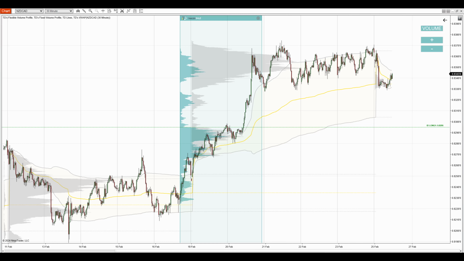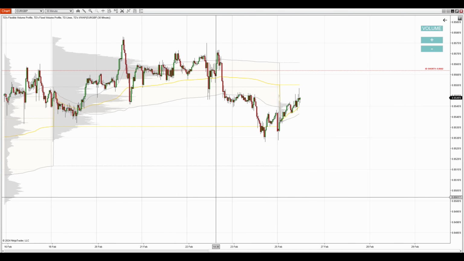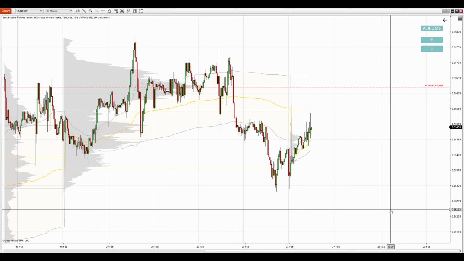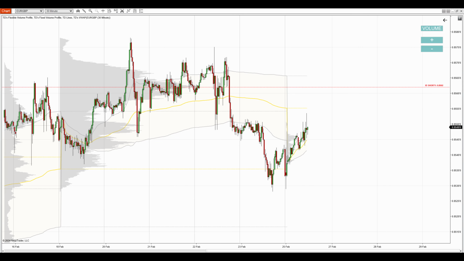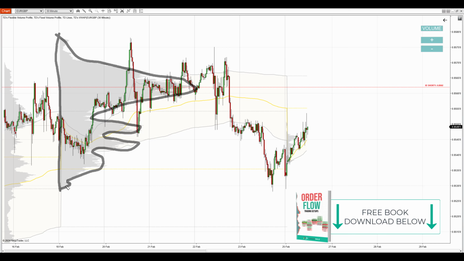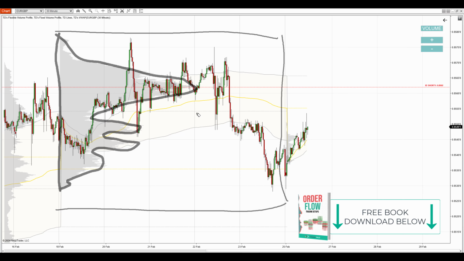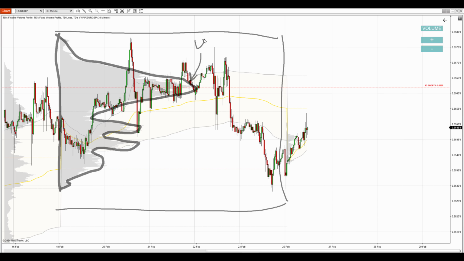It will be on the Euro British Pound. So here is a 30-minute time frame of the Euro British Pound. And let's start by looking at the weekly volume profile. This gray volume profile shows how the volumes were distributed throughout the whole previous week, which means this period. And the point of control is in here. This is weekly point of control, which means that the heaviest volumes throughout the whole week were traded there.